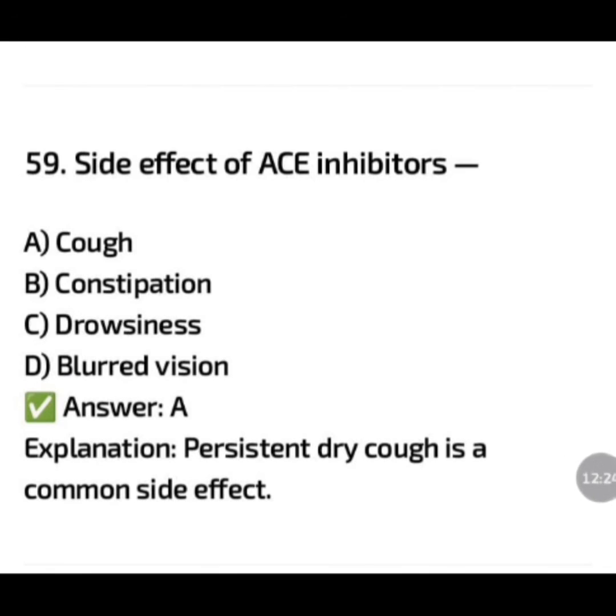A side effect of ACE inhibitors: cough, constipation, drowsiness, or blurred vision? The correct answer is option A, cough. Persistent dry cough is a common side effect.